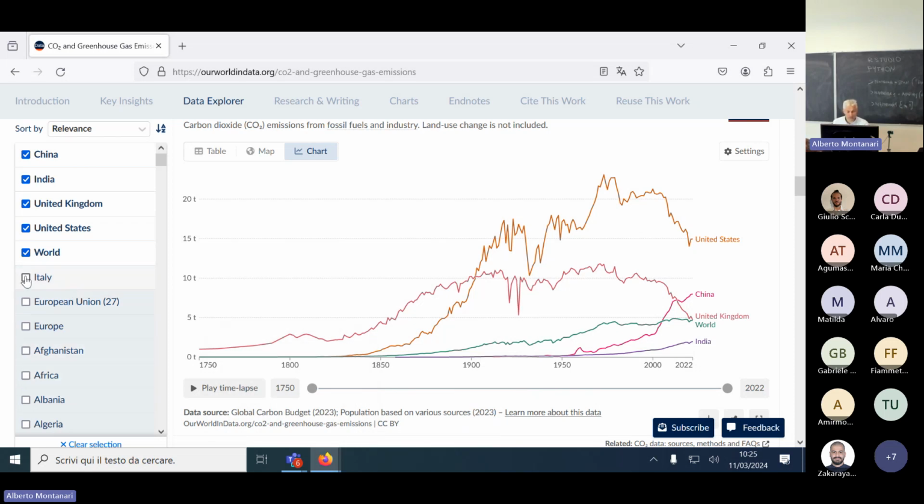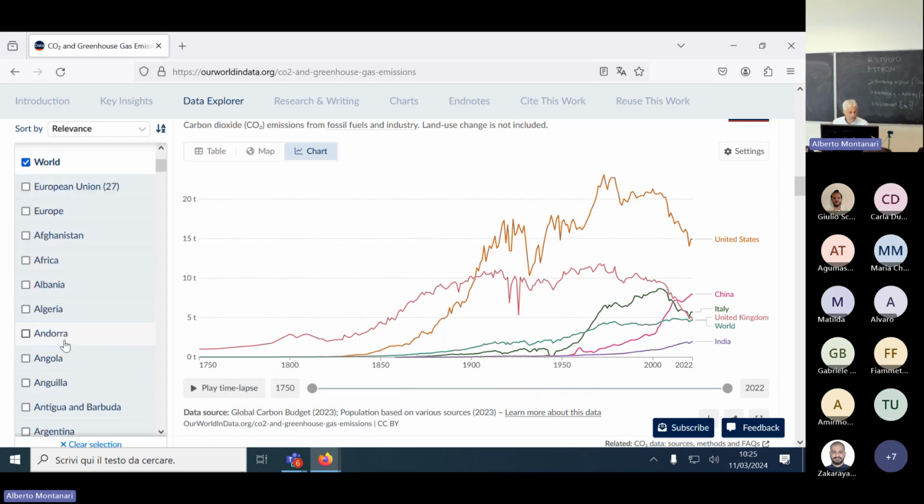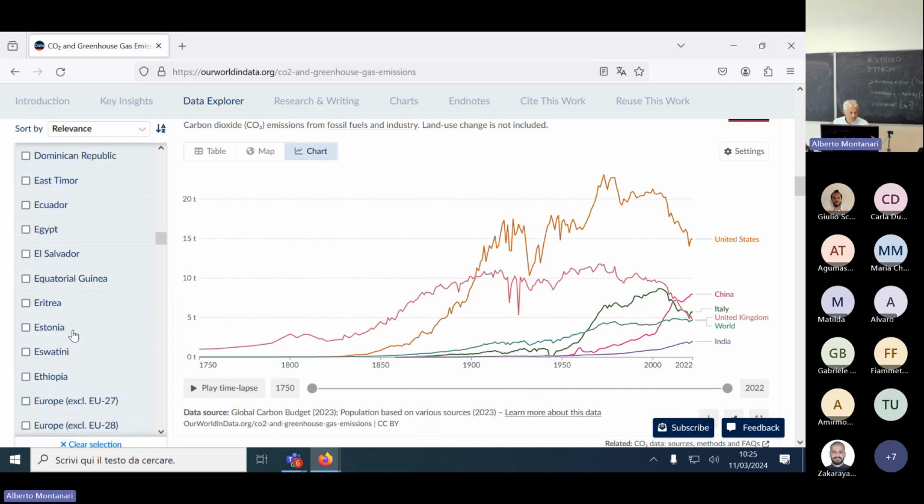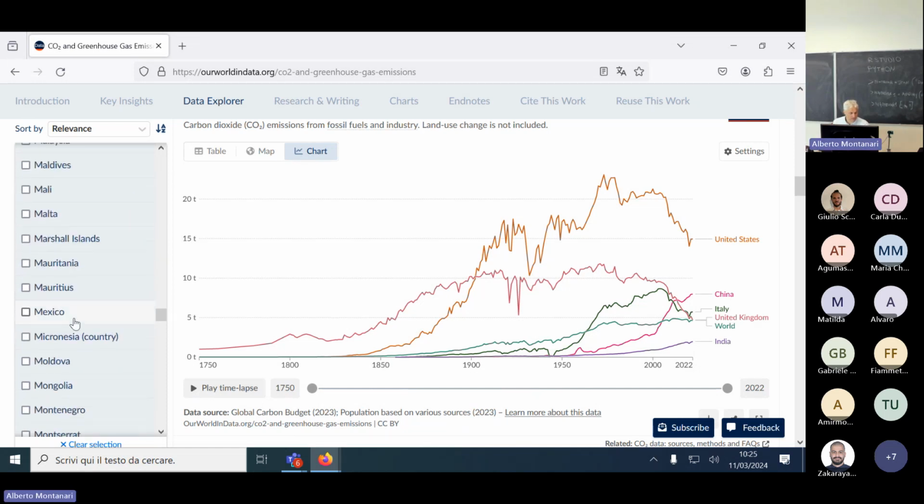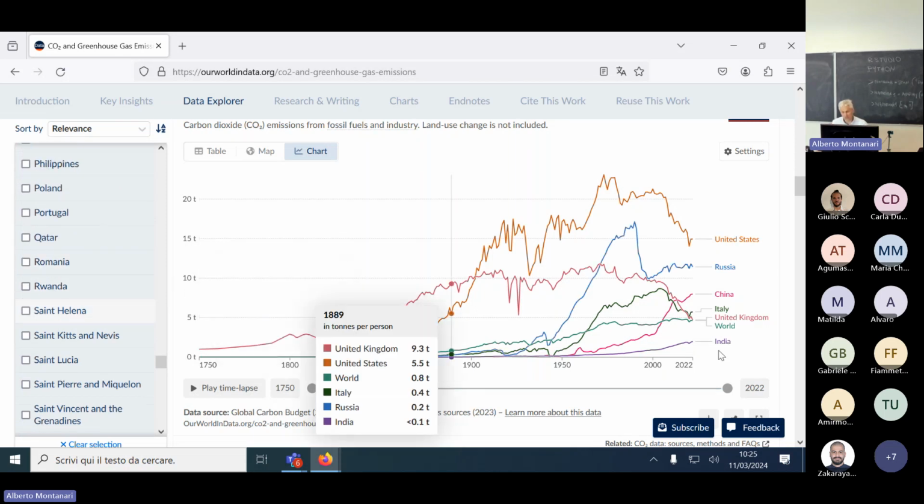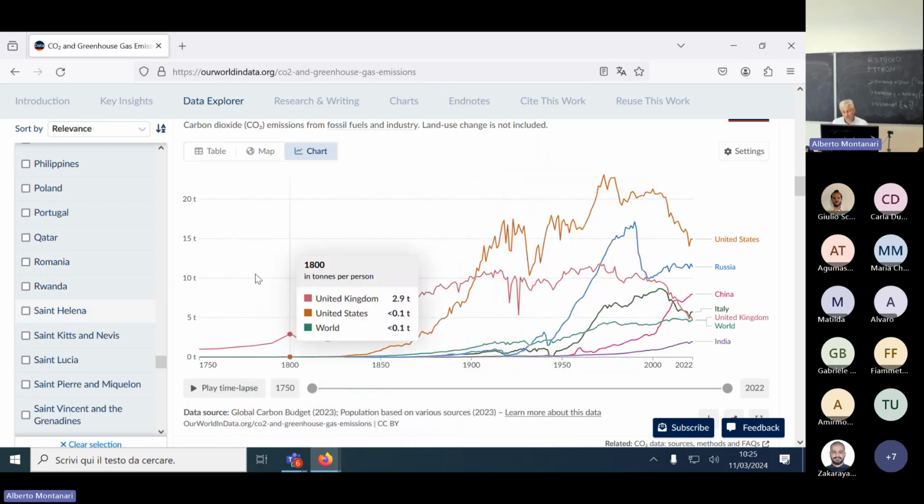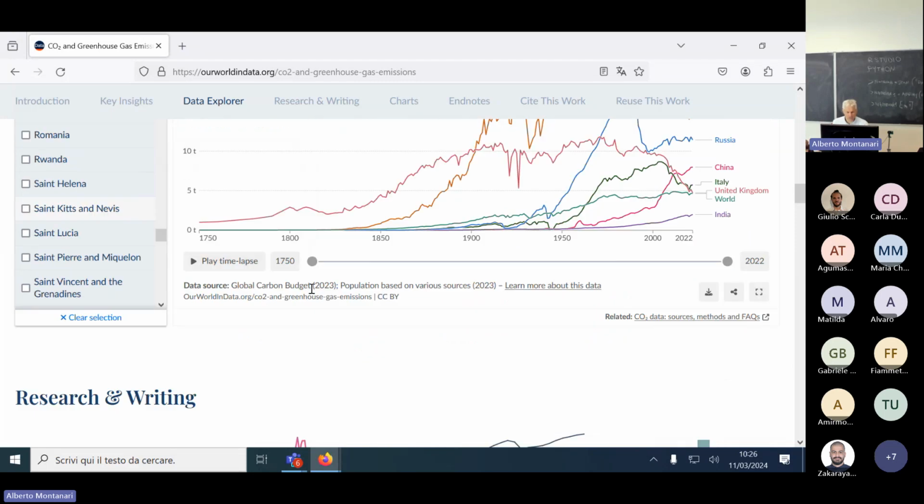And if you put Italy here, you see that Italy is not a huge emitter. Still, it's more than United Kingdom. And to get an idea of some other important countries, we can put Russia, and you see that it's quite high, but it's still below the United States and above China. Okay, this is global CO2 emissions.